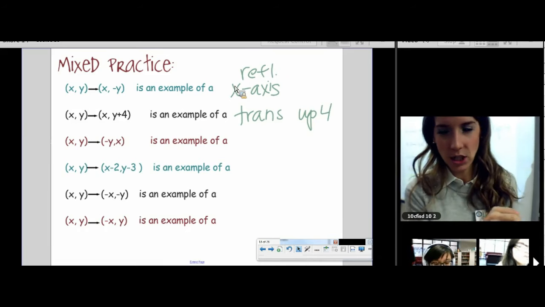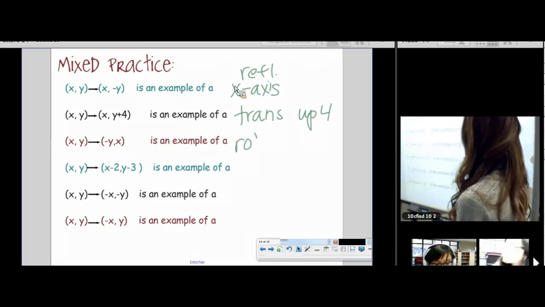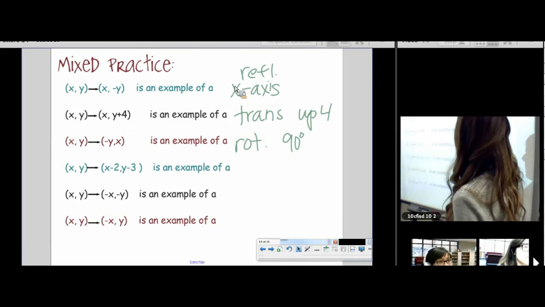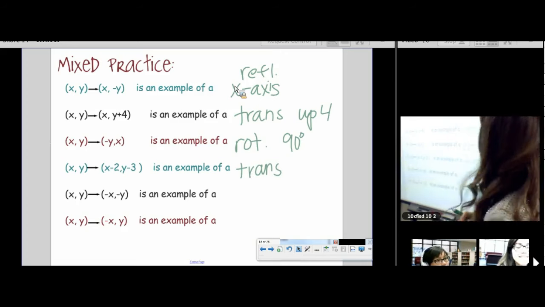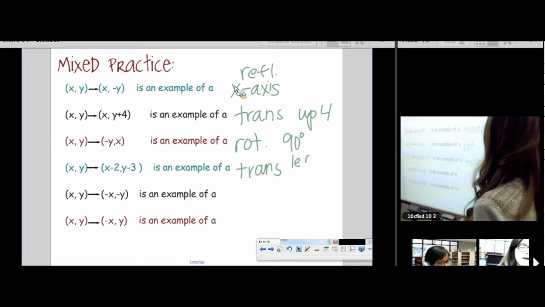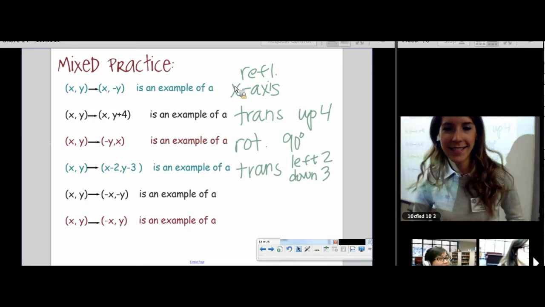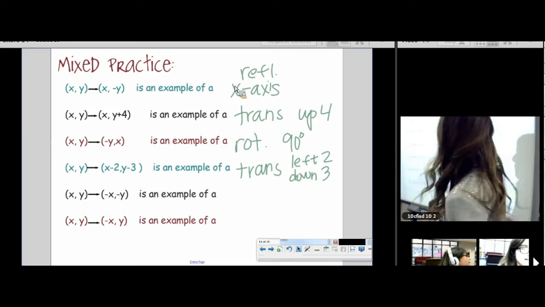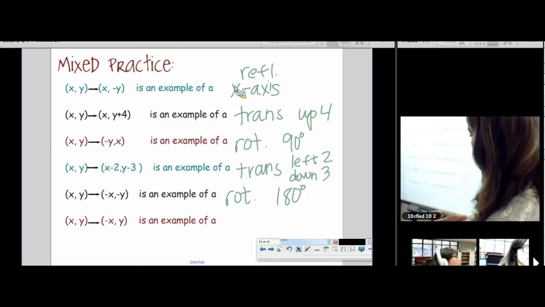The next one, now, they traded places. That looks more like a rotation to me, right? So that's a rotation. How many degrees? That's the rule for 90-degree rotation. Next one, when there's numbers involved, you can always bet it's a translation when you see some constants in there. And where did we go? Left 2, down 3. Next one, okay, negative X, negative Y. Remember I said this was my favorite rotation because all you have to do is change everybody's sign. You don't have to move anybody. So this is a rotation once again, and it's 180 degrees counterclockwise.